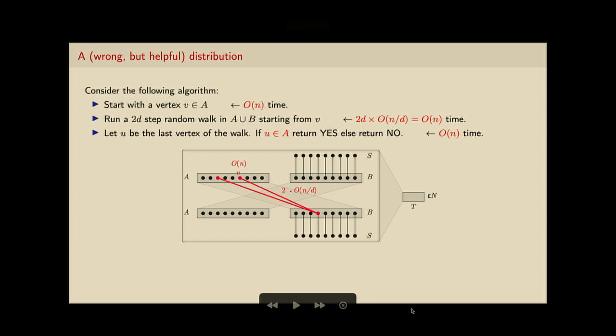In the no distribution, the intuition basically is that every time I'm in A, I go back to B, and every time I'm in B, I go back to A. So after an even number of steps, if I start from A, I end up in A.